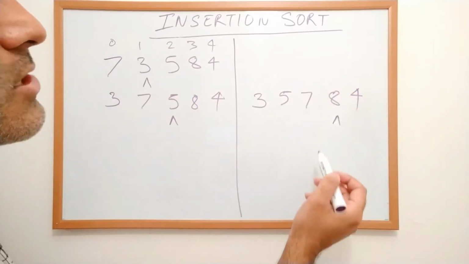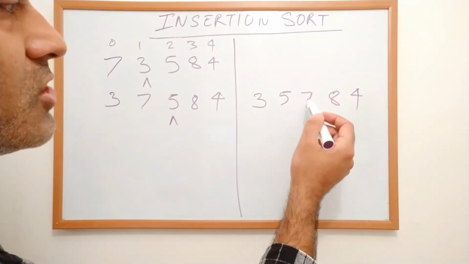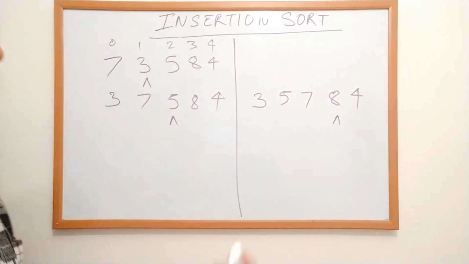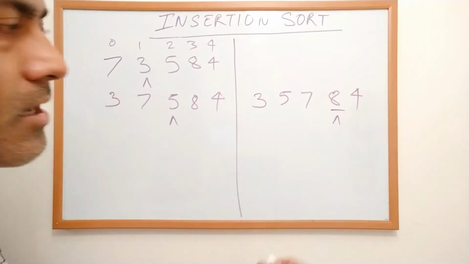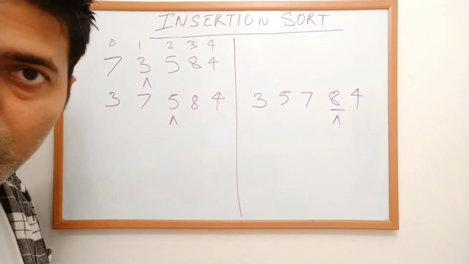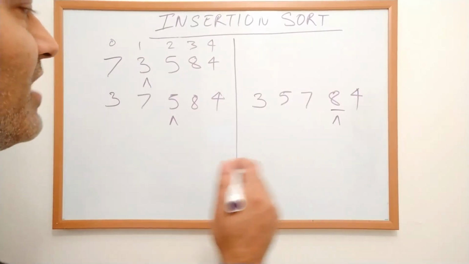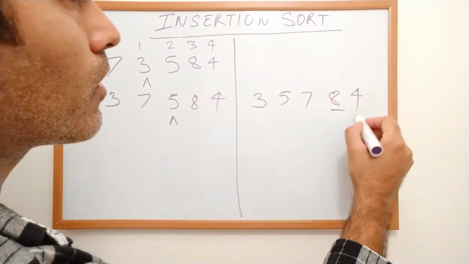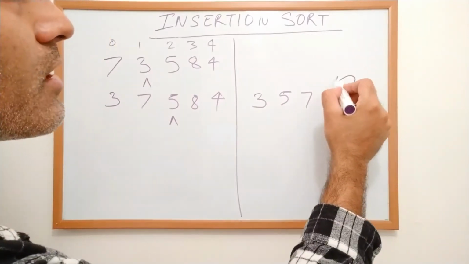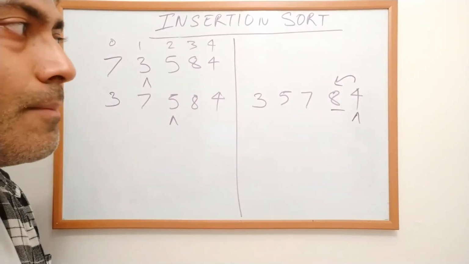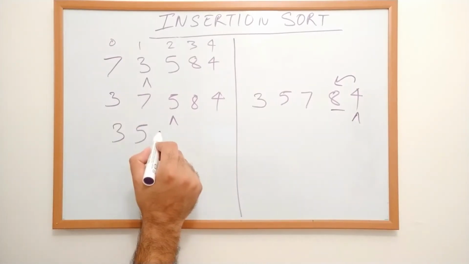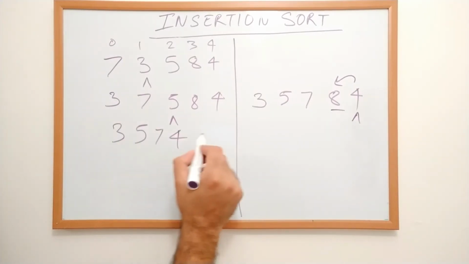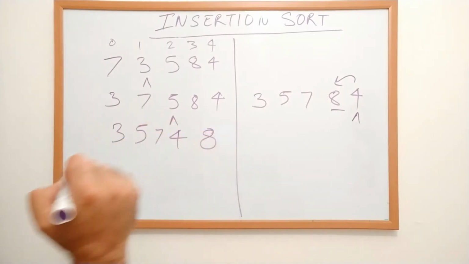Now if we compare 8 with 7, 8 is definitely bigger, so we will keep this 8 at its position. We will not change it. Now when we move the marker to 4, we have to compare 4 with 8, which is definitely less. So the new list will become 3, 5, 7, 4 and 8.